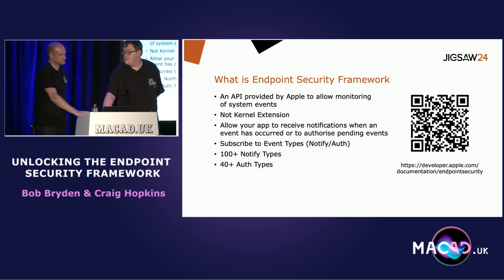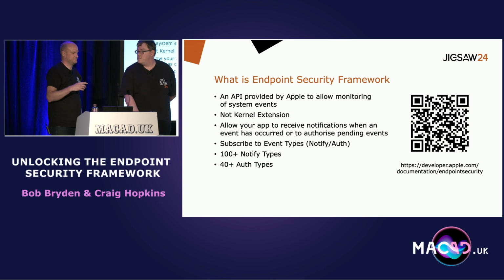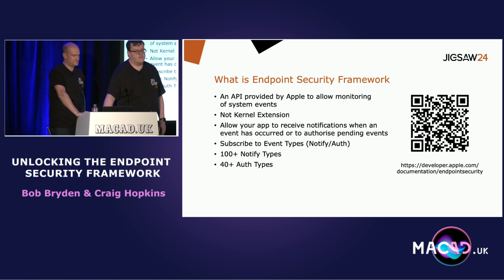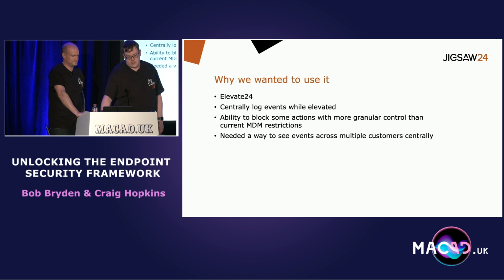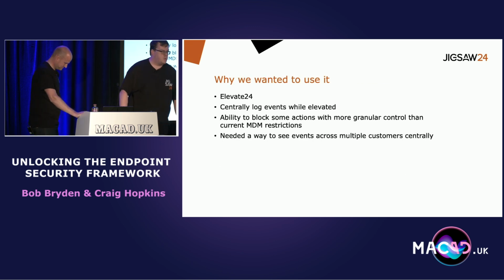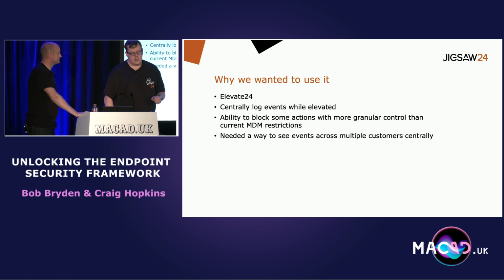I'm just going to add that it allows you to authorize events as well. So you've got two types: notify, which is an event that's already happened, and authorize, where the API will say, should this event actually happen? So you get control over that. If anybody has looked through any of the logs from tools like Jamf Protect, you'll see a lot of this data.